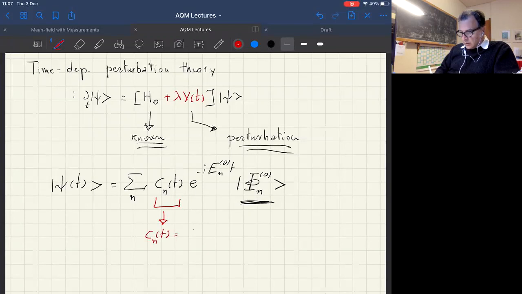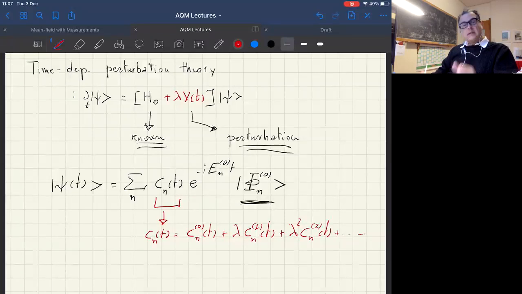So Cn of t was constructed, let's say, I just write it in general without specifying more, was expressed in terms of a power series of the interaction lambda. I stress it once more. In principle, you can use any representation of the wave function psi, so you can use any basis. The good thing of using the basis of phi zero n, the eigenstates of H0, is that everything becomes much, much simpler when constructing a series of equations to determine these coefficients.